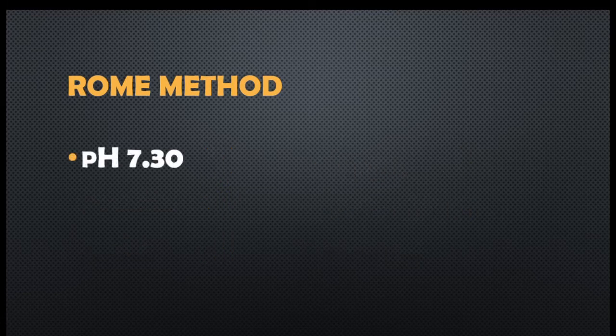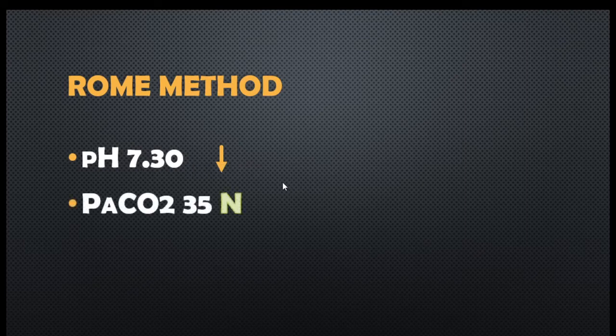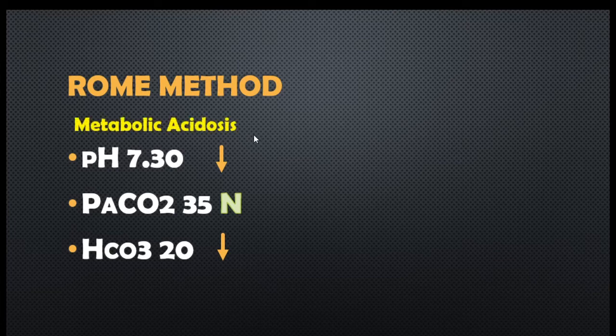So let's have another example. pH of 7.31, increasing or decreasing? This is decreasing. It means acidosis or acidic. PaCO2 of 35 is normal, and bicarbonate of 20 is also decreasing because the normal value is 22 to 26. So we can interpret this one as metabolic acidosis. Metabolic because metabolic equal means the arrows are equal or go the same way. This is metabolic acidosis.